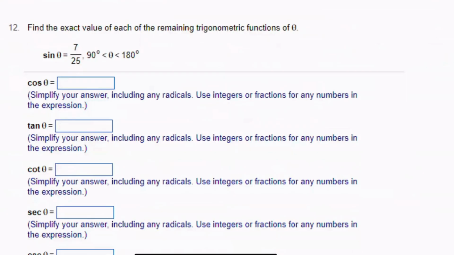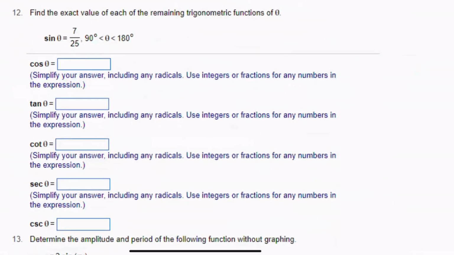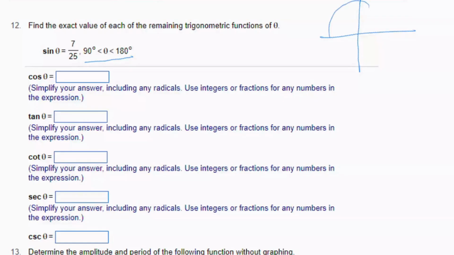All right. So in 12, we want to find the exact values of the remaining trigonometric functions, given that sine theta is 7 over 25 and our theta is between 90 and 180. So let's put this on a unit circle. So 90 to 180 is in the second quadrant. Okay, so let's say this is our theta.